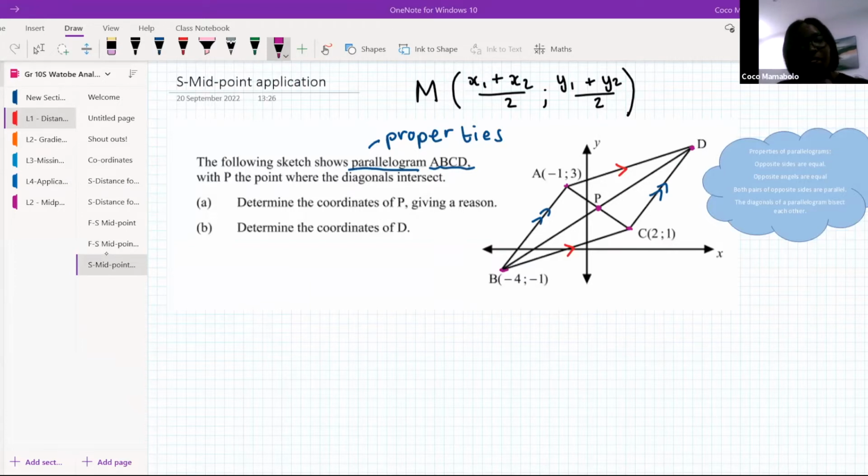So when we're solving for the first question, question A, determine the coordinates of P, A is the number of the question. Determine the coordinates of P, right? We're going to use the midpoint. But what is our reason, guys? Why do we say that it's a midpoint? We need a reason for this. We're going to say that P is the midpoint, but why can we say that? Because of which property of parallelograms?